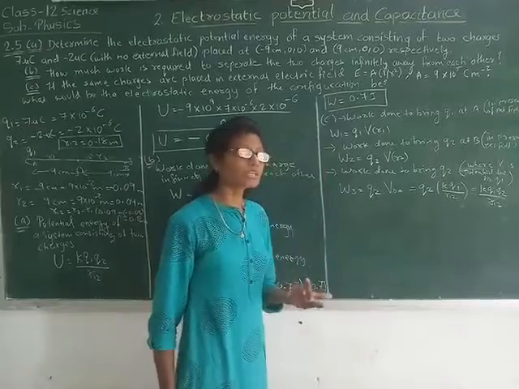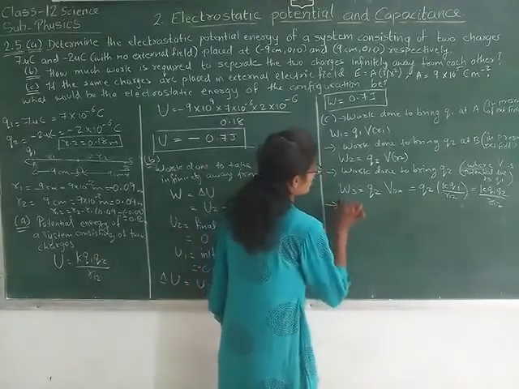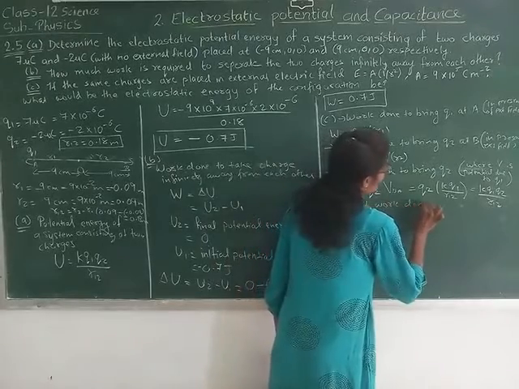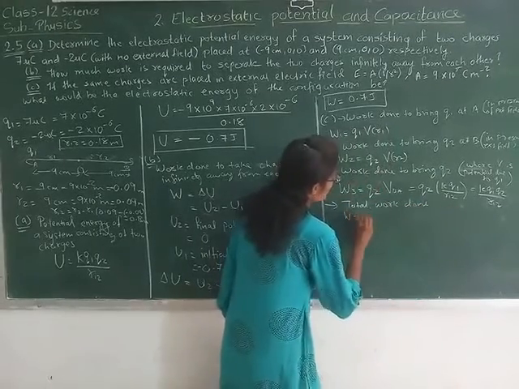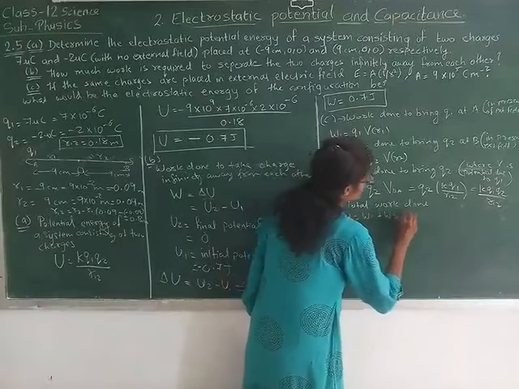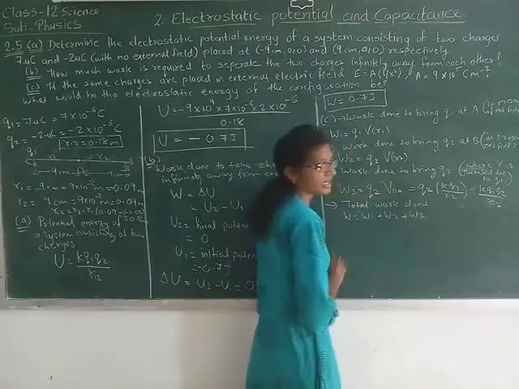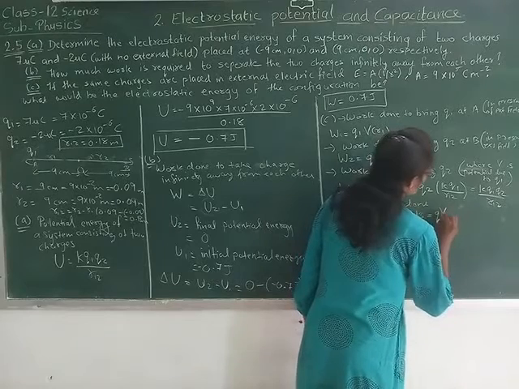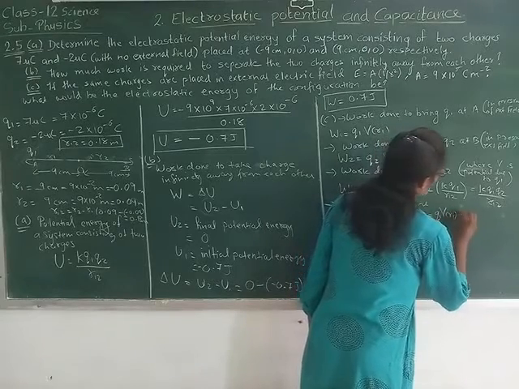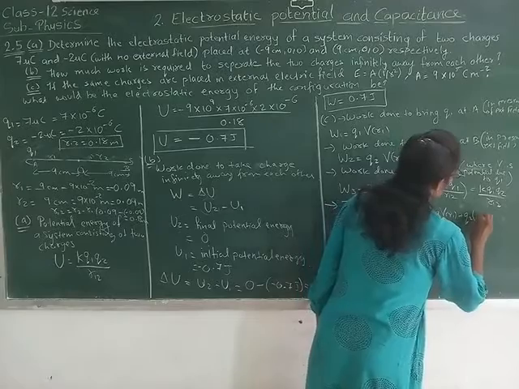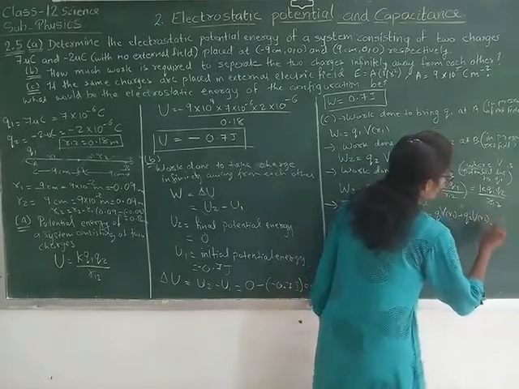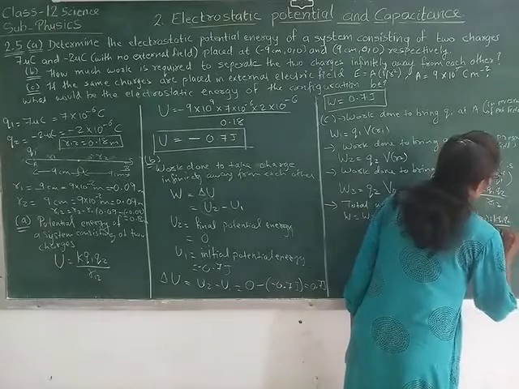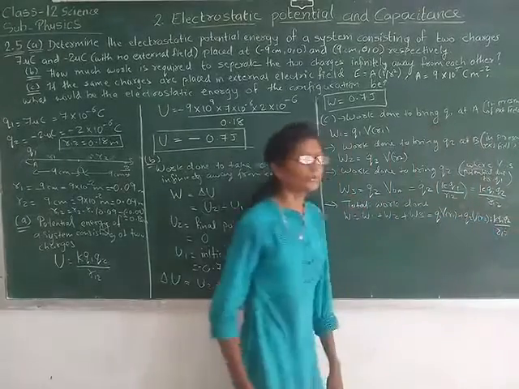Right? So what is the total work done? Total work done, that is W equals W1 plus W2 plus W3, which is Q1 VR1 plus Q2 VR2 plus K Q1 Q2 upon R12.